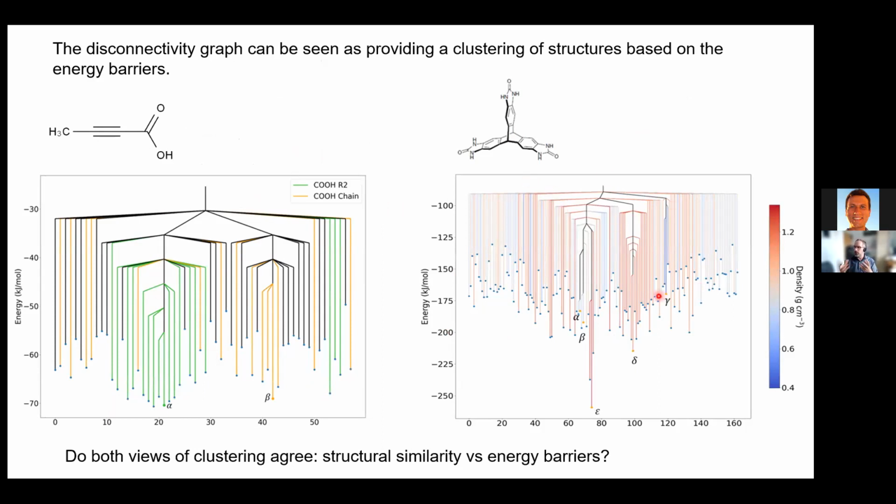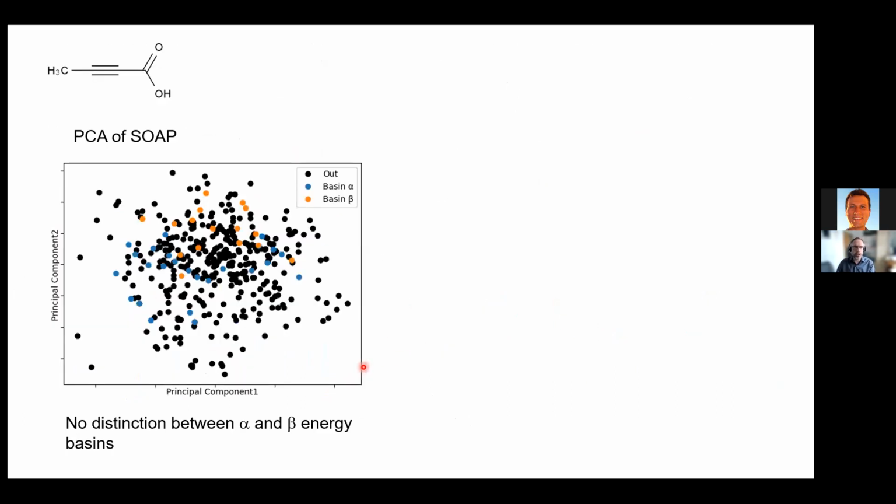So it seems there is a geometrical sort of pattern to these energy funnels, but it doesn't work out very well actually. So we applied this SOAP descriptor to tetroic acid, and here we do PCA of this, and here are the first two principal components and all the crystal structures, and here are the colored points for the alpha and beta basins, and they overlap each other. So actually these descriptors like SOAP are not capturing the differences between those funnels in the same way that, say, that hydrogen bond analysis did.